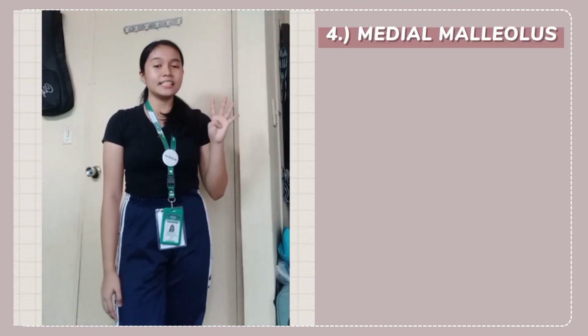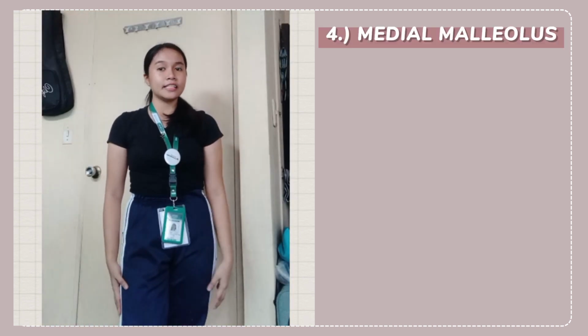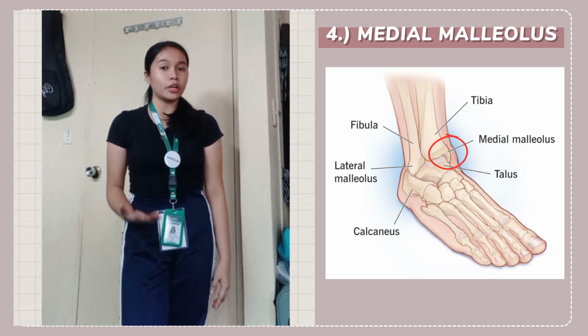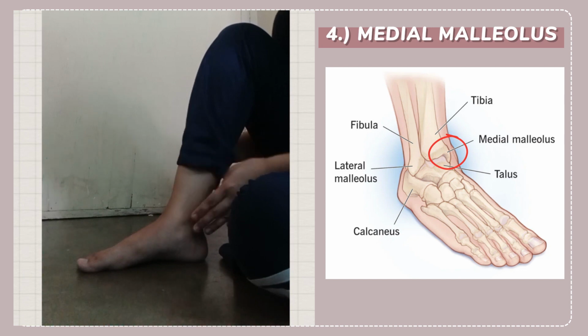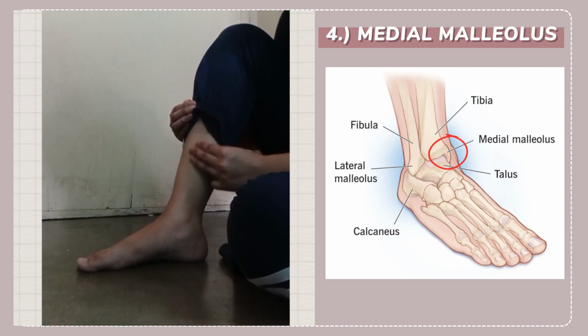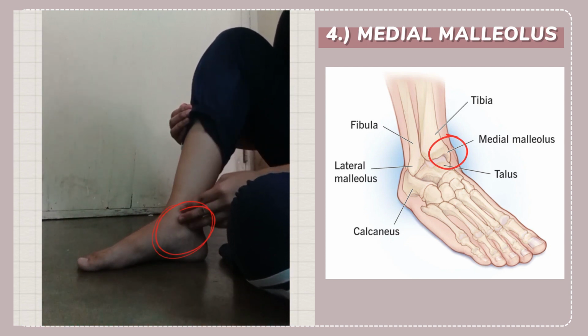Then, the fourth one is the medial malleolus. Again, let's feel that part of our feet, but this time the medial protrusion of our ankle. Here lies the medial malleolus of our ankle. If this bone is the tibia, its distal point is the medial malleolus.